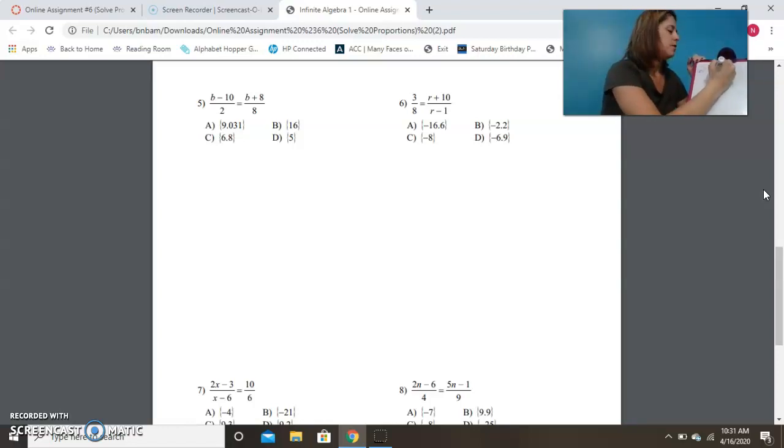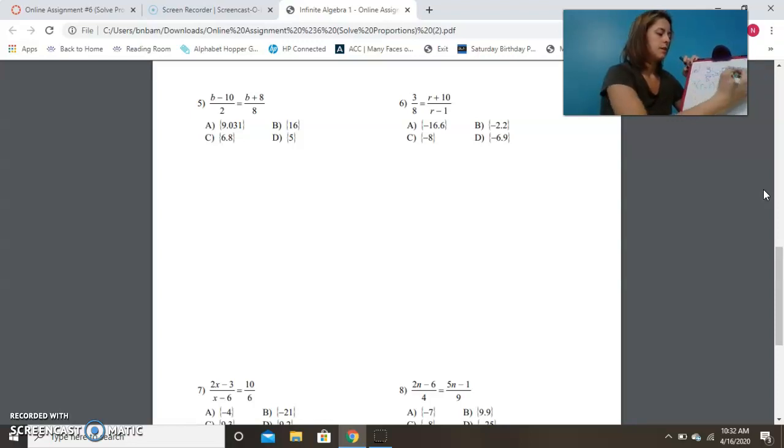We have 3 over 8 equal to r plus 10 all over r minus 1. So we'll cross multiply this top number by this bottom value and this bottom value by this top value. So this one's going to be similar to the last one. We're going to have distributing on both sides.